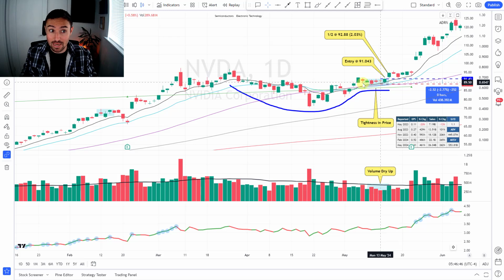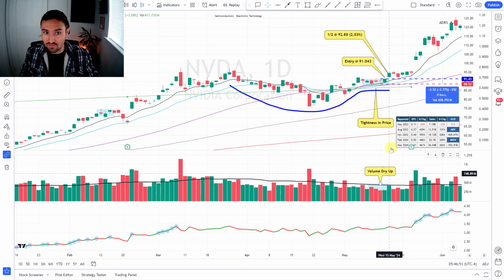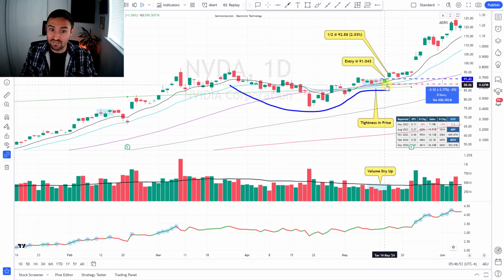Now, from a technical perspective, yeah, there's a really good reason here. Okay, it's a textbook cup and handle, tightens up, nice week. You get the volume drying up, sitting on a clustering of 10, 21, and 50, and the fundamentals for NVIDIA are just super duper good, right?